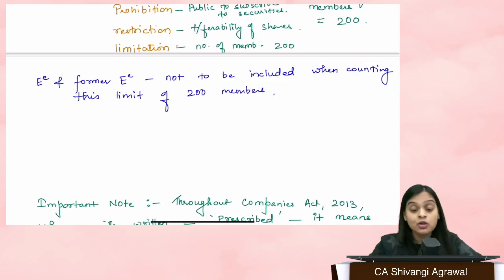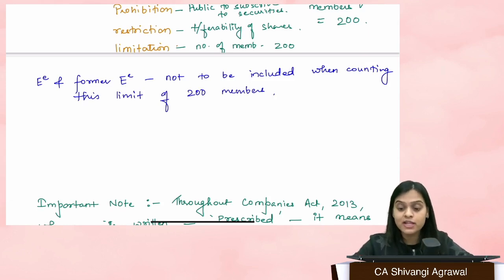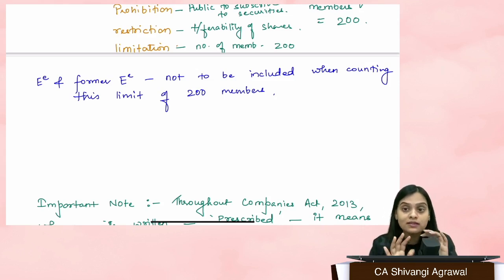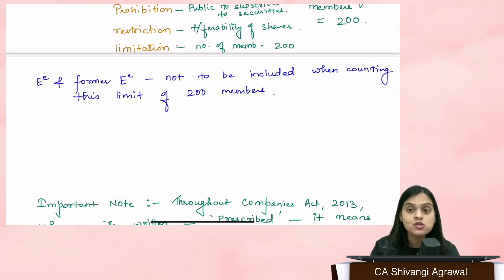That means, do they get the dividend? Do they get share of profit? Of course, yes. Do they get the right to vote? Of course, yes. So they get all the rights which a shareholder will get. But when you're counting this 200 limit, they will not be included. The employees will not be counted in this limit of 200.